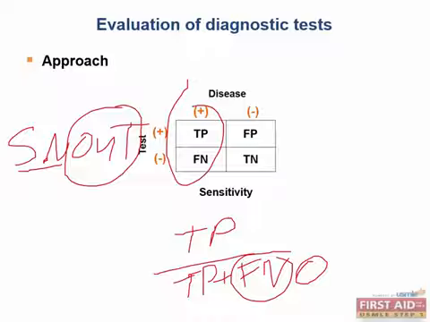Now, a diagnostic test with a high sensitivity is useful for screening diseases with low prevalence. For example, an ELISA is a test with high sensitivity and is a good rule-out test for what disease? HIV.